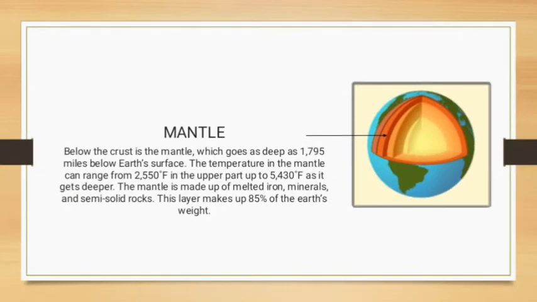Mantle. Below the crust is the mantle, which goes as deep as 1,795 miles below Earth's surface. The temperature in the mantle can range from 2,550 degrees Fahrenheit in the upper part up to 5,430 degrees Fahrenheit as it gets deeper. The mantle is made up of melted iron, minerals, and semi-solid rocks. These layers make up 85% of the Earth's weight.